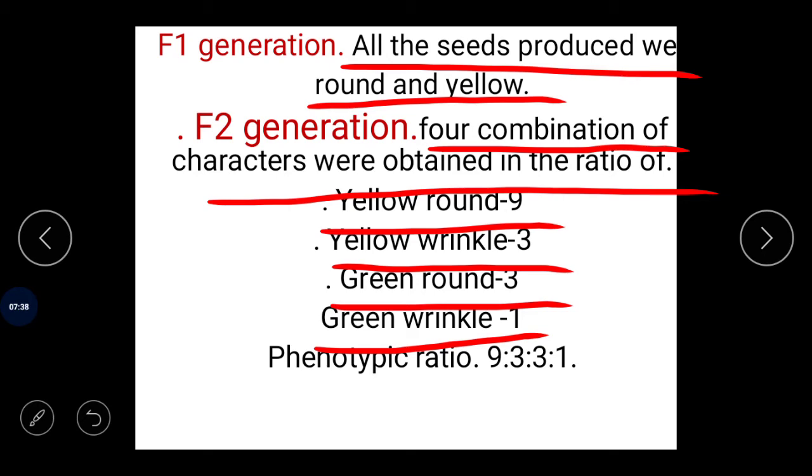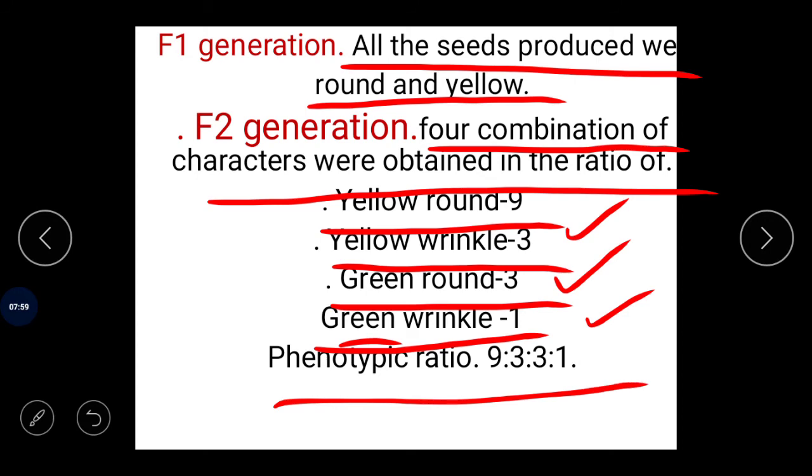Plants having yellow color and round shape were 9. Plants with yellow color and wrinkle shape were 3. Plants with green color and round shape were 3. Plants obtained with the green color and wrinkled shape were 1. So he obtained the ratio 9:3:3:1. This is the phenotypic ratio that Mendel obtained in F2 generation.